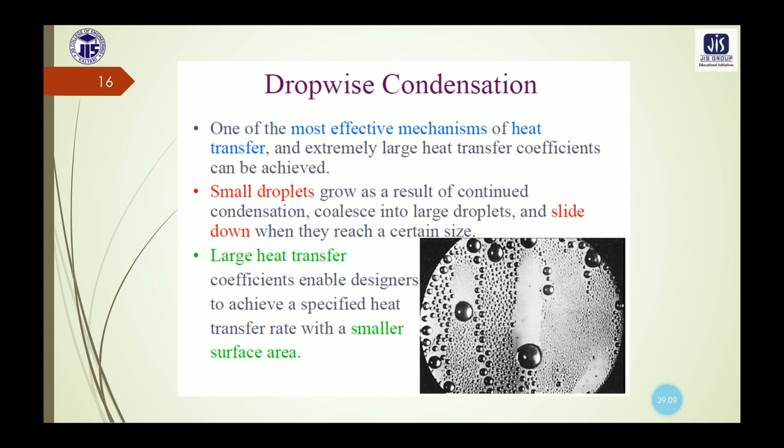Now these small droplets grow as a result of continued condensation. They coalesce into large droplets and slide down when they reach a certain size. So these drops form in the cracks and pits on the surface. They grow in size because of the continued condensation, and they break away from the surface. They knock off the other droplets and eventually run off the surface. That means without forming a film, under the influence of gravity, these droplets slide down when they reach a certain size due to the continuous condensation.